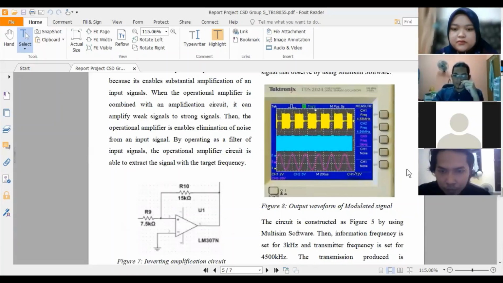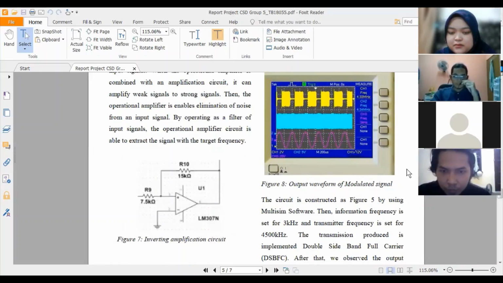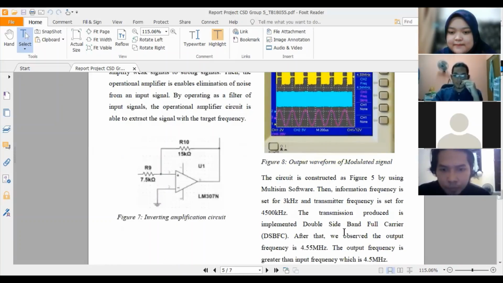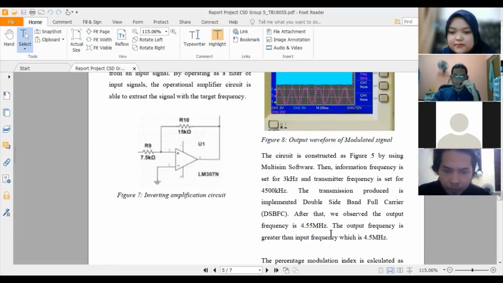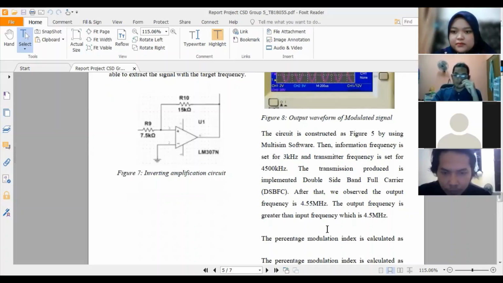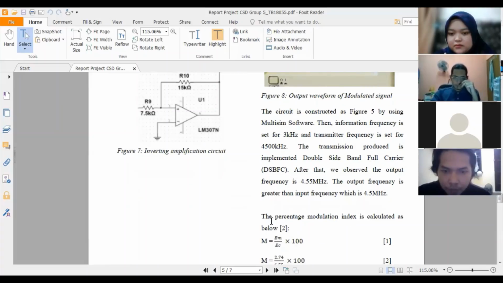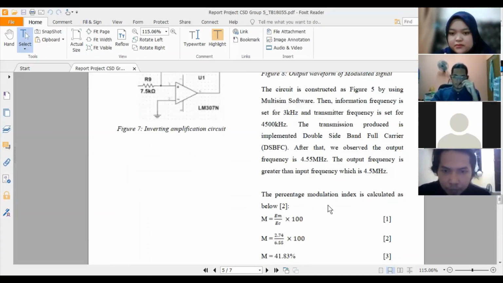The waveform is conducted by using Multisim software. So the information frequency is set at 3 kHz and the transmitter frequency is set at 4500 kHz. The transmission produced is the SBFC, which is the double sideband full carrier. After we run the simulation, we observe that the output frequency is 4.55 megahertz, which is greater than the input frequency of 4.5 megahertz.